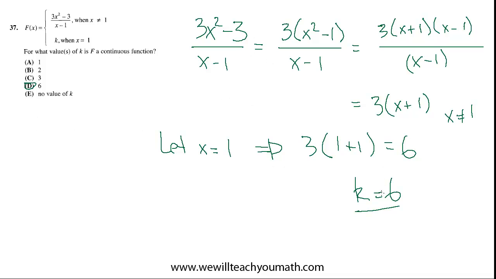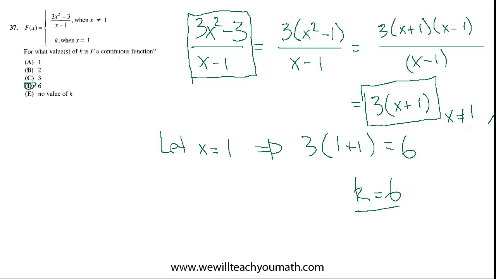If this algebra was a little hard to follow, it might not be a bad idea to do a graph. This function is exactly the same as this function, except for the fact that this function's domain is defined everywhere. X can be any real number. Whereas this function is defined everywhere except at x equals 1, which is why when we wrote this, we had to note that restriction, that x could not equal 1. But what is this graph? It's actually just a line, right? It's y equals 3x plus 3.